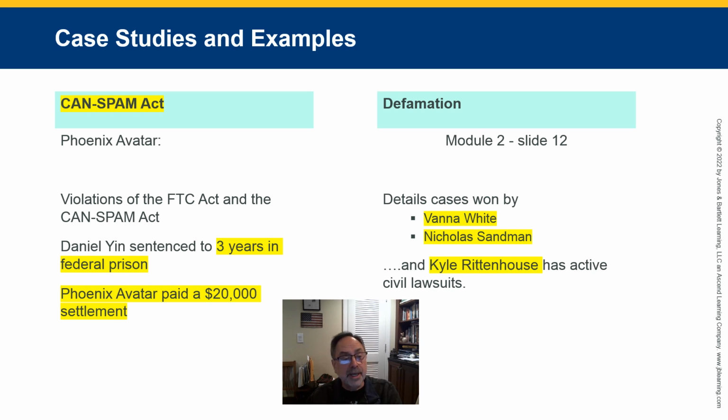I'm not too sure of that case, but you could just be cautioned that spamming with the intent to do some damage can put you in jail as well. It's a criminal case, not just a civil case. And then there's also defamation, which is pretty common. And on Module 2, Slide 12, we had some details about Vanna White and Nicholas Sandmann. Nicholas Sandmann won many, many millions of dollars in defamation against CNN and a number of other media outlets. And then there's, of course, Kyle Rittenhouse, who has several active lawsuits.